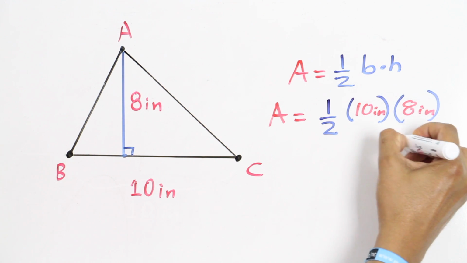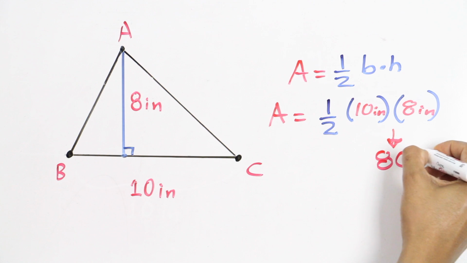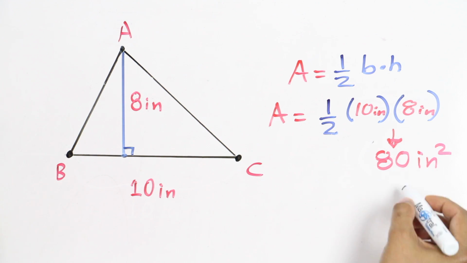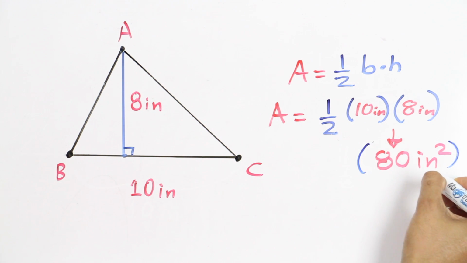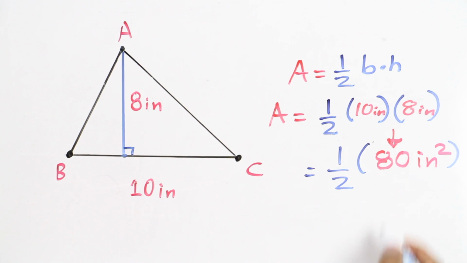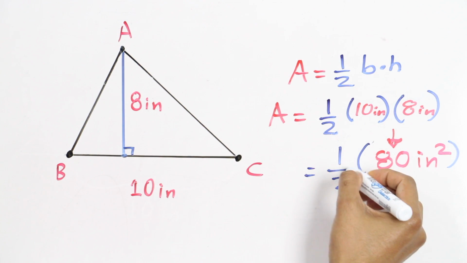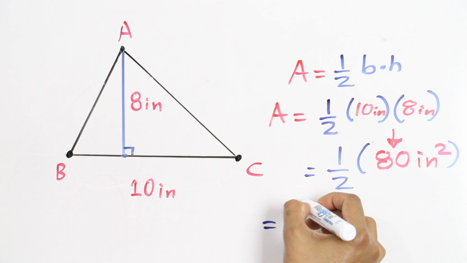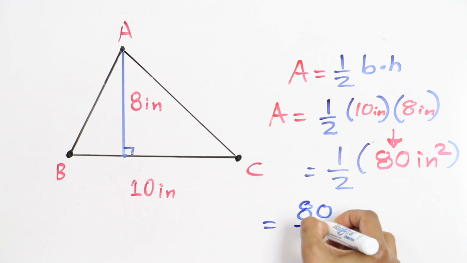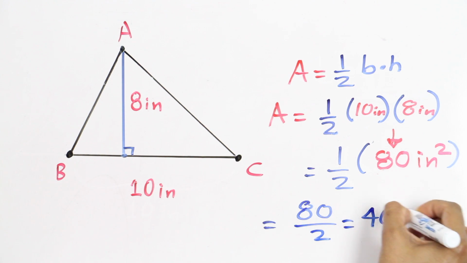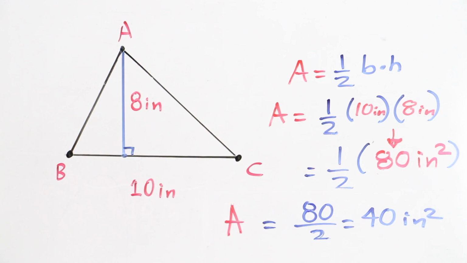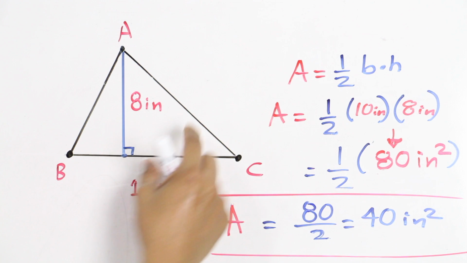In this case, it is equal to 80 inches squared. But this result needs to be multiplied by 1/2. When you multiply any number by 1/2, it is equal to dividing by 2. So 80 divided by 2 is equal to 40 inches squared. And this is how you get the area of a triangle when you have the base and the height.